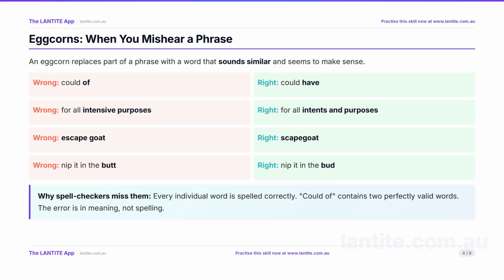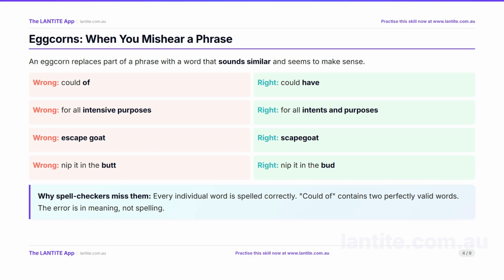Now let us look at eggcorns. These are phrases where part of the expression has been replaced with a word that sounds similar and seems to make sense. Could of instead of could have. This happens because could have sounds like could of when spoken aloud. For all intensive purposes instead of for all intents and purposes. A scapegoat instead of scapegoat. And nip it in the butt instead of nip it in the bud, which comes from gardening, stopping a plant before it grows.